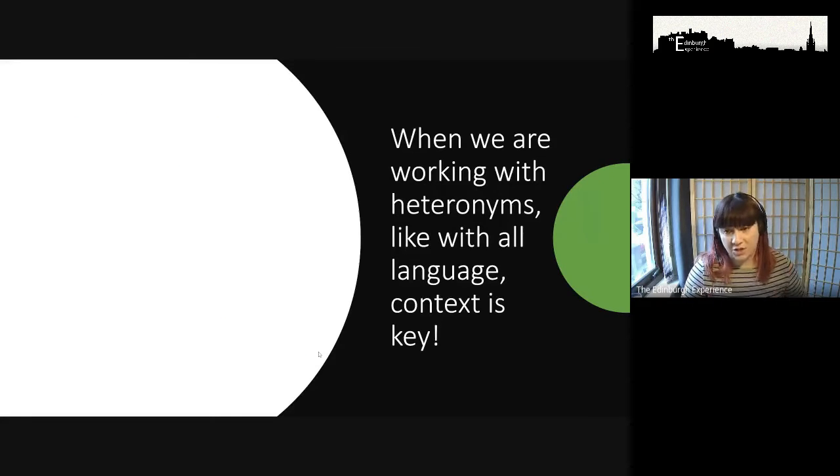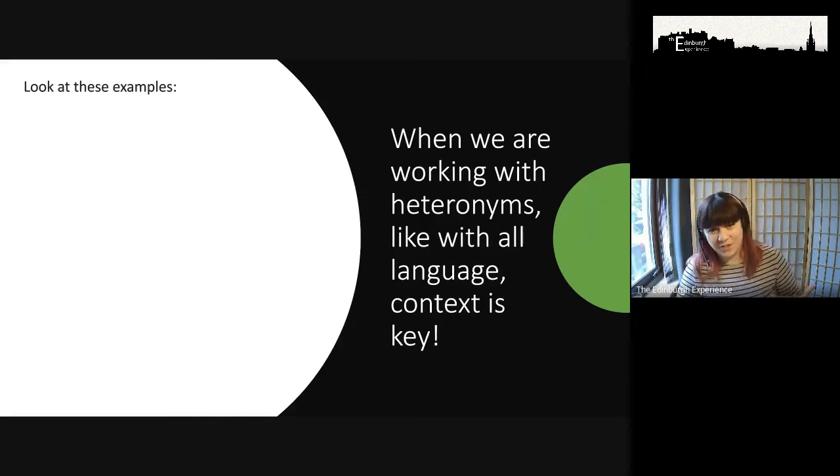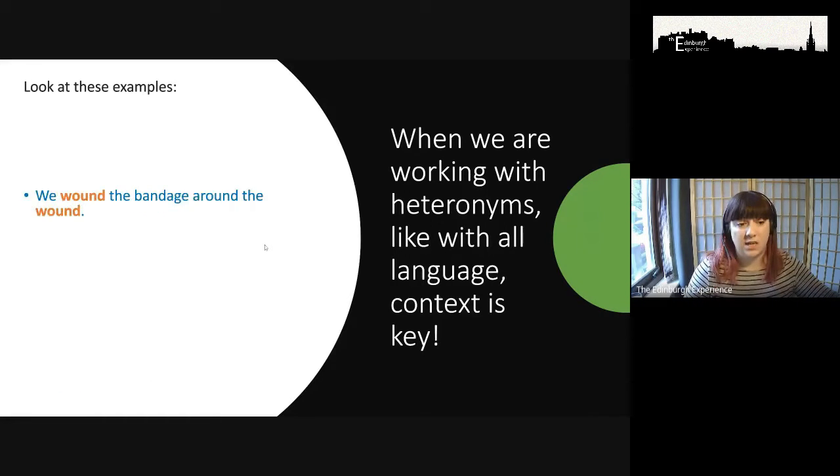With heteronyms, like with all language, the context is key. Please remember, that's my little mantra: language without context isn't language. We need to look at how we're using the word, and that will help you identify what kind of word it is, and that will then help you with how you're going to pronounce that word.